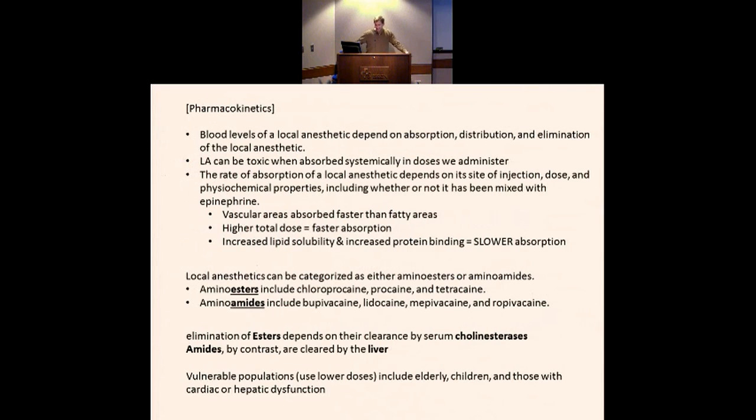There's two different types of local anesthetics. Amino esters, so esters, we don't use very often anymore, and they're cleared by cholinesterases. So esters we don't use anymore. Cocaine's the only one that they sometimes use in ENT. Amides, those are the ones that you see all the time: lidocaine, bupivacaine, ropivacaine, things like that. They're cleared by the liver. And vulnerable populations include elderly, children, and those with cardiac or hepatic dysfunction.